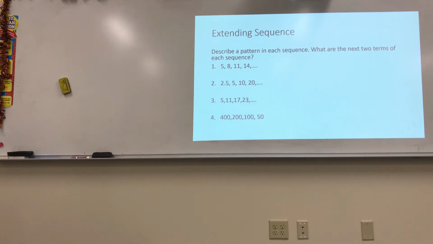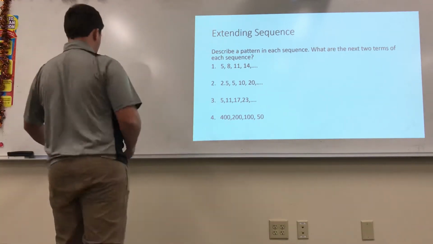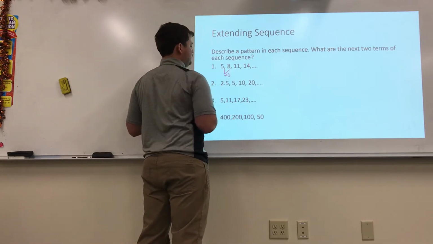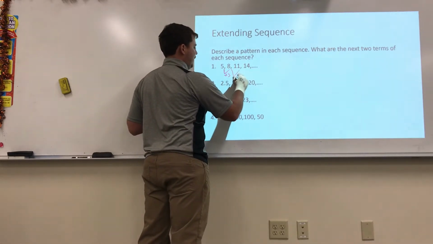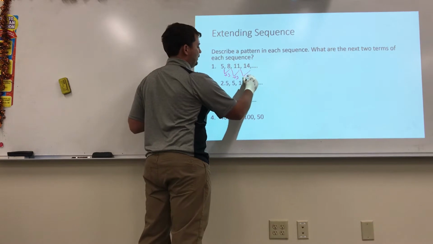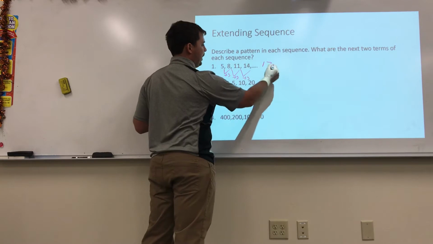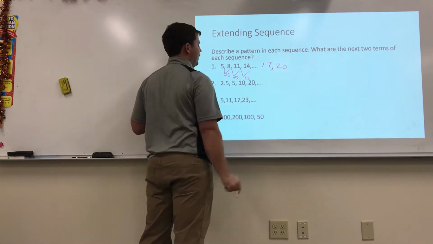Alright, describe a pattern in each sequence. What are the next two terms of this pattern? Okay, so we want to figure out what the next two are. Well, what are we doing every time in this one? Looks like we added 3. So the next one's probably 17. So add 3 to that, and I should get 20.